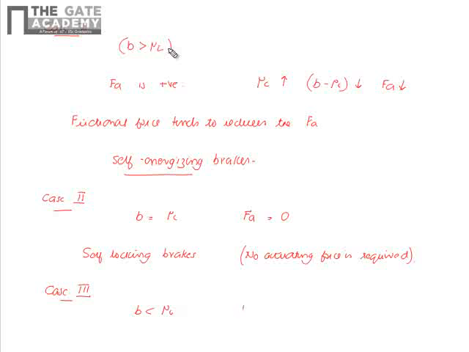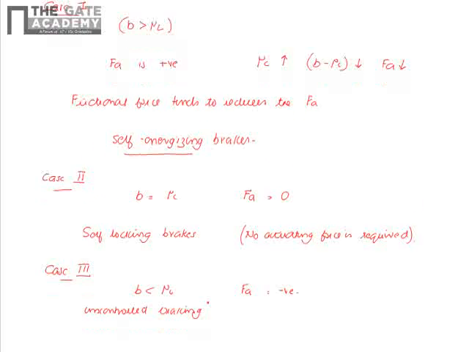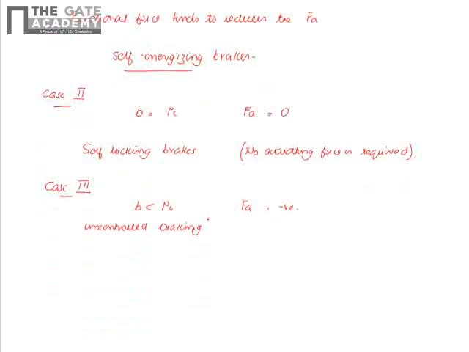This is the case when Fa becomes negative, which is a kind of uncontrolled braking. It's difficult to visualize this kind of situation, but this is a case of uncontrolled braking, where your actuating force becomes negative. So when designing short shoe brakes, care should be taken to see that the brake is not self-locking. At the same time, the full advantage of partial self-energizing effects should be taken. So a partially self-energizing brake is the optimum condition of a brake.